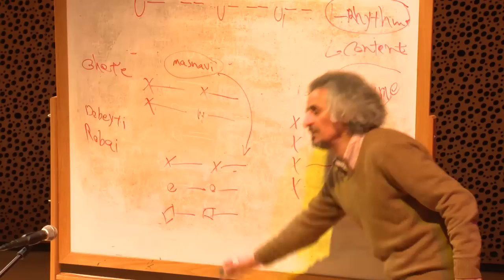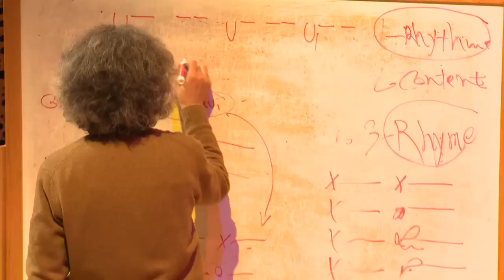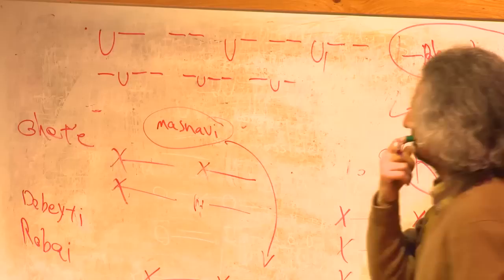It goes like this until the end. So look at two more examples. Tan ta tan tan tan ta tan tan tan ta tan. This is the rhythmic structure.